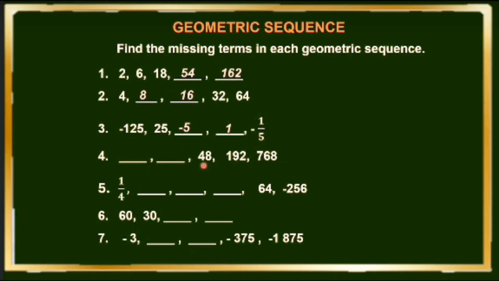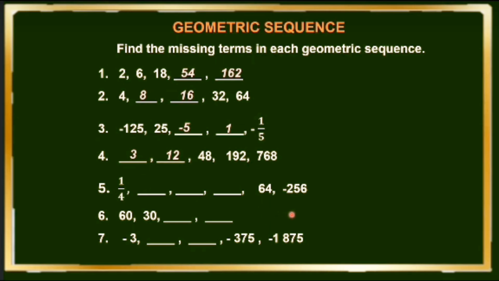Next, 48 to become 192, that means times 4. Or you can divide 192 divided by 48 is 4. So 48 times 4 is 192. So going to the left, divide by 4. 48 divided by 4 equals 12. 12 divided by 4 equals 3.